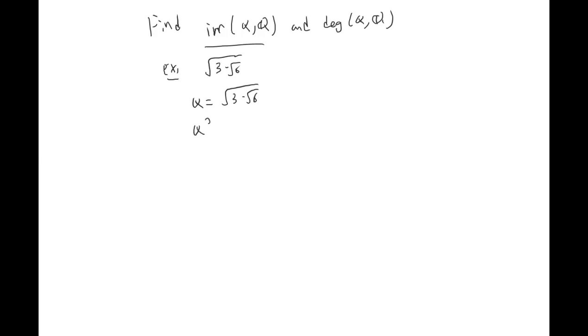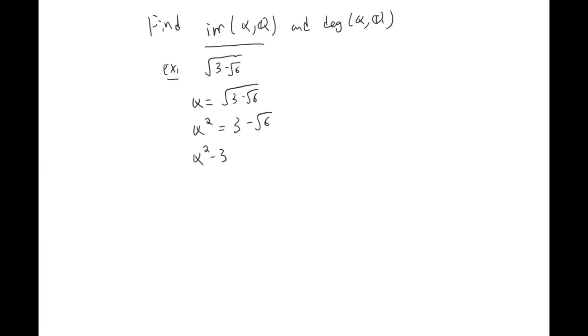Alpha, Q, and degree. So before, the previous questions were just to find a polynomial that has whatever number as a root. But now this is asking to find the smallest one. So let's do an example: root 3 minus root 6. Same procedure. Alpha squared equals 3 minus root 6.